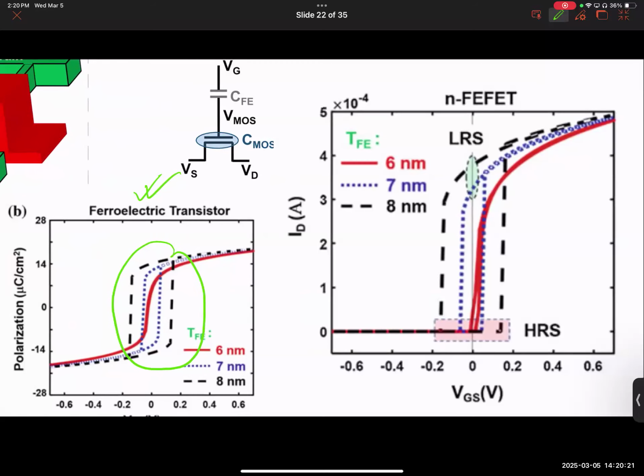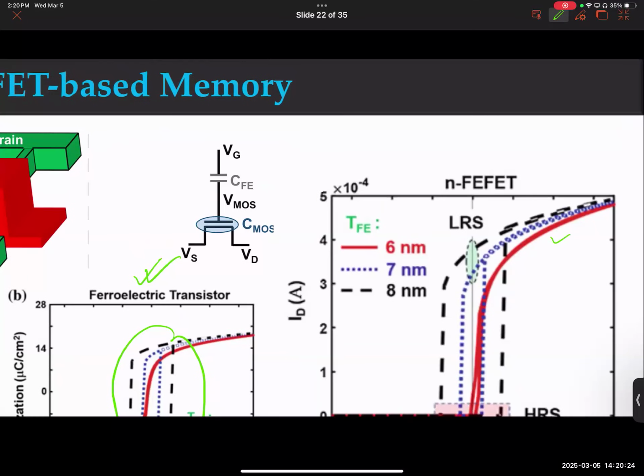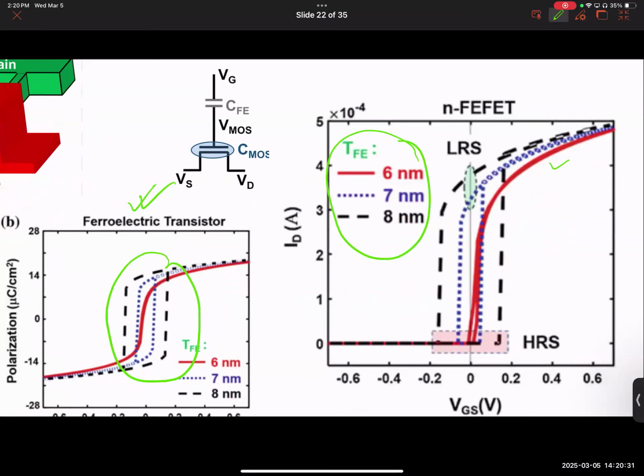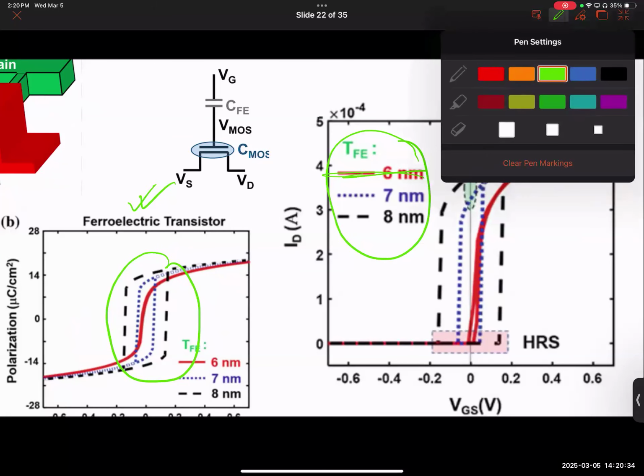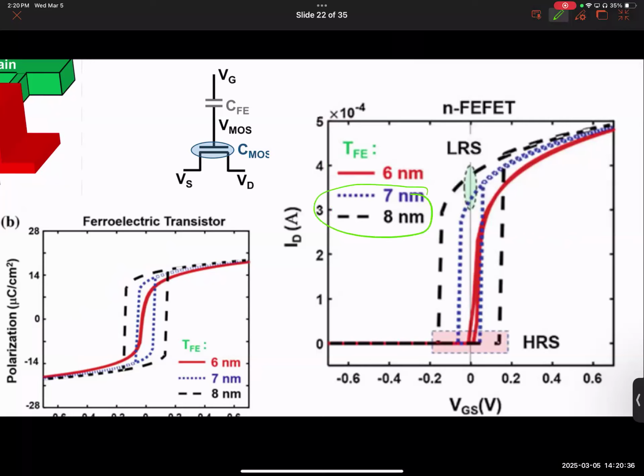Let's see. Why do you think there are 3 curves? What does the legend tell you? 3 thicknesses. I already told you one of them doesn't work. So let's not look at 6 nanometer. Let's just look at 7 and 8 nanometer because both of them work, okay? Notice if you apply, this is what? ID versus VGS characteristics. Did I draw the ID versus VGS characteristics when I explained that? I drew it in linear scale, but I also showed you the logarithmic scale, did I? So this is a log scale plot. Sorry, this is also linear scale plot. Good, fine.